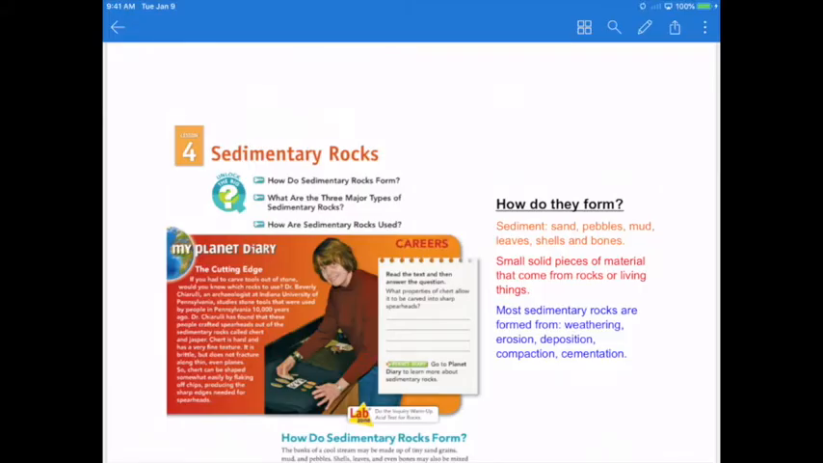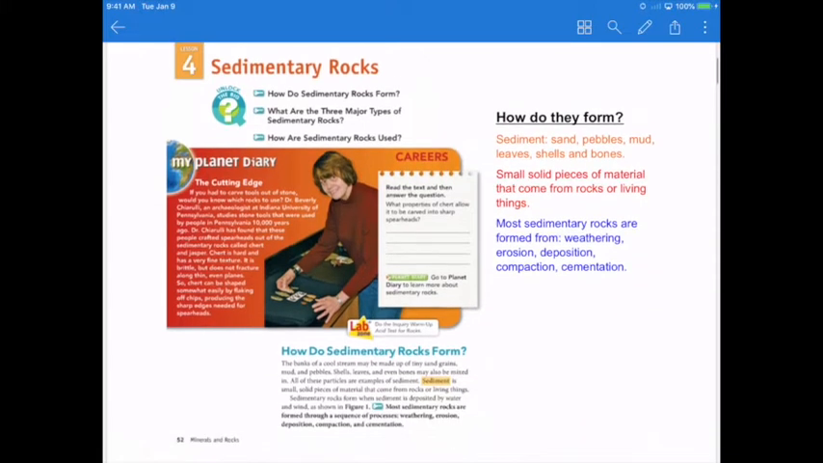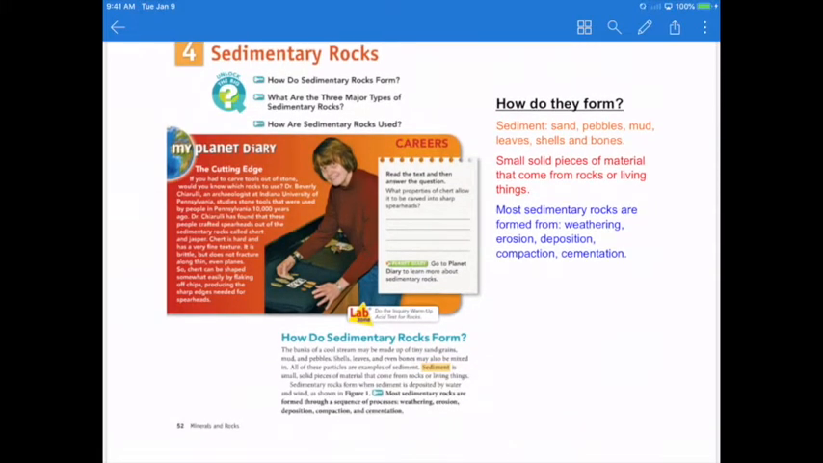Okay, boys and girls, today we're going to talk about sedimentary rocks. So a few things. How do they form? They form from sediment, which is sand, pebbles, mud, leaves, shells, and bones. Those are all different types of sediment. Sediment is small, solid pieces of material that come from rocks or living things.